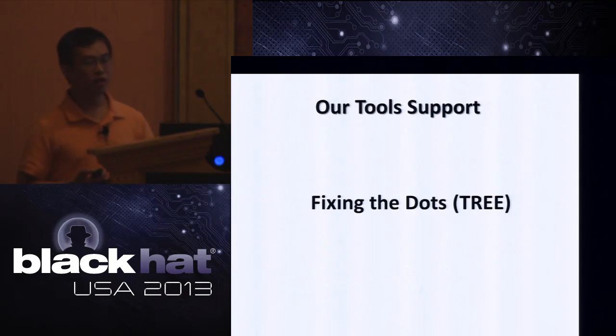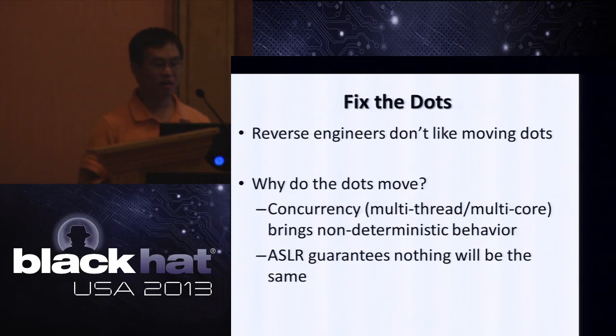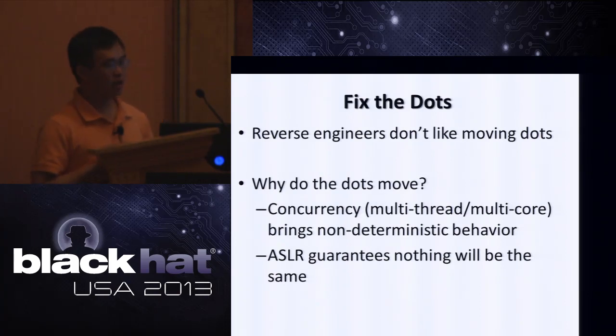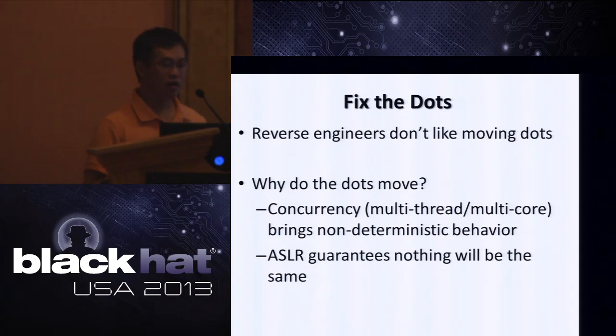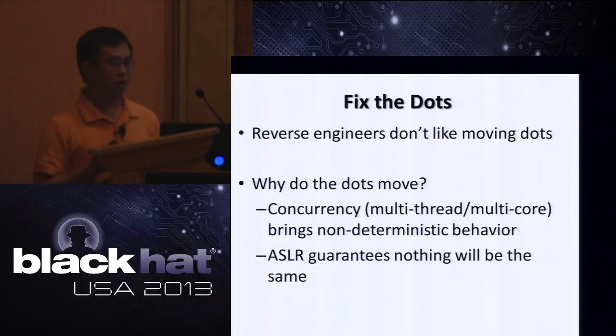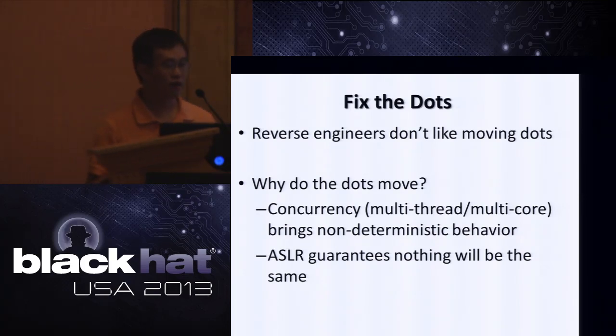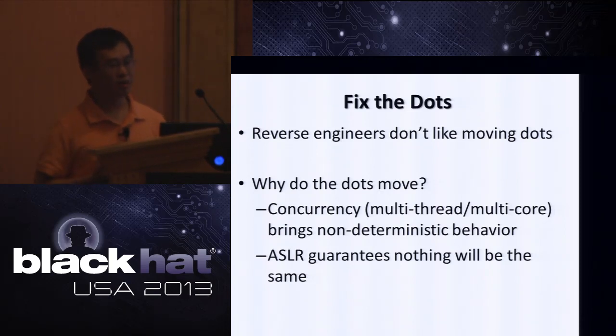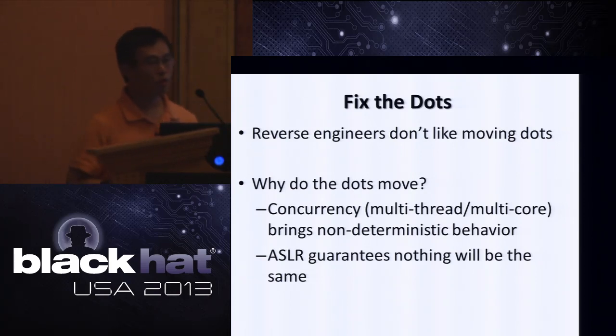So our first task is to help you fix the dots. As we have mentioned many times, you see a problem, a behavior, either a crash or the program hangs, and you want to look further. You need to focus on a particular part, or look at different aspects at a different level of detail. But when you try to run the same thing again, it's not exactly as you expect or as you have seen. So why do the dots move?